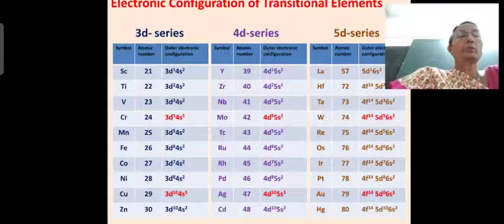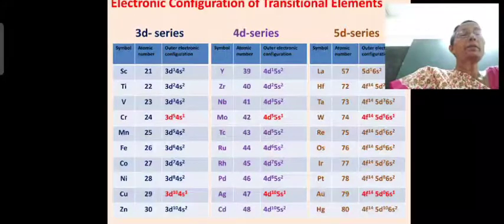4d1 5s2, zirconium 4d2 5s2, niobium 4d3 5s2, molybdenum. Now here molybdenum is similar to chromium, so it will be trying to acquire a completely half-filled structure. Therefore it does not have the 4d4 5s2 structure but rather 4d5 5s1. So it will have 4d5 because of the completely half-filled structure.